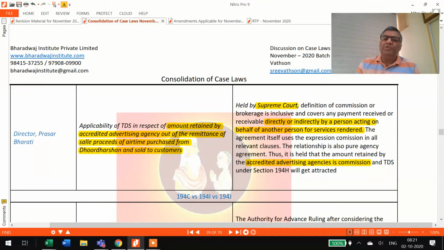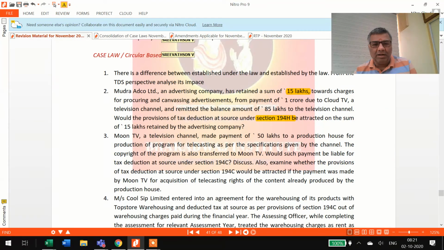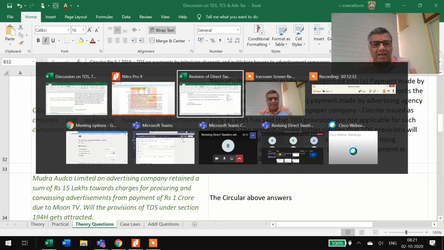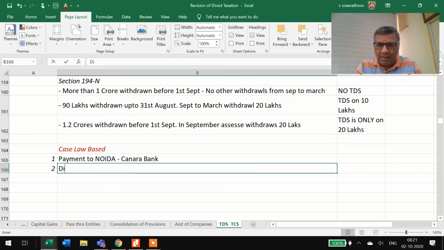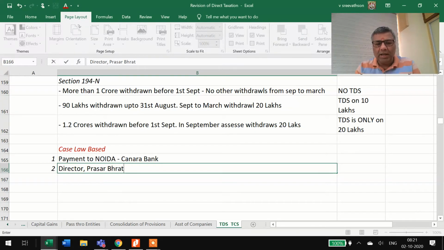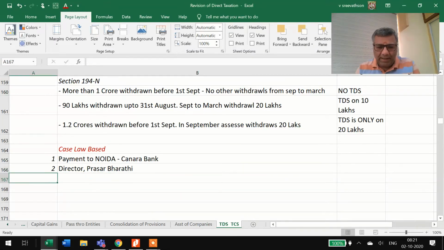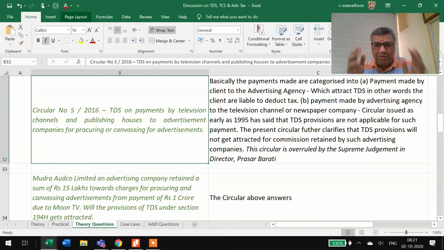The agreement itself uses the expression commission in all the relevant clauses. The relationship is purely an agency agreement. Thus, it is held that the amount retained by the accredited advertising agency is commission and TDS under 194H is getting attracted. Please write a detailed answer. If at all this question comes, please write a detailed answer. Okay, Prasar Bharati, so that we are not missing out on this question. Okay, most probable area because there is a shift in the thinking itself.